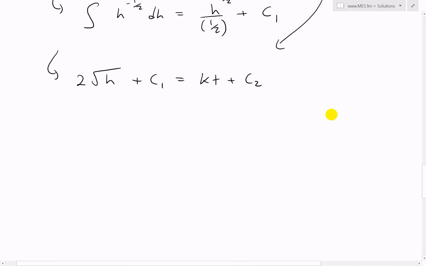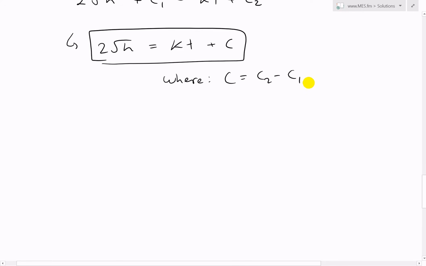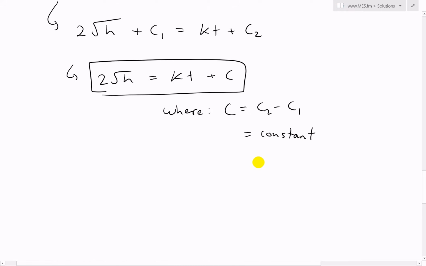Finally, we can simplify this further and combine these constants together. We get 2 square root of h equals 2k times t plus c, where we just move this over to the other side, where c is equal to c2 minus c1. Those are just constants. Subtraction of constants is still a constant. So that's just another constant.